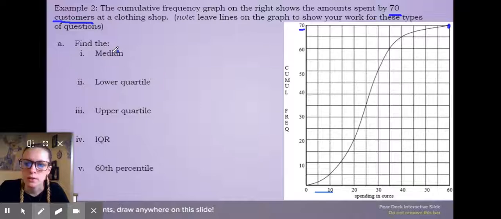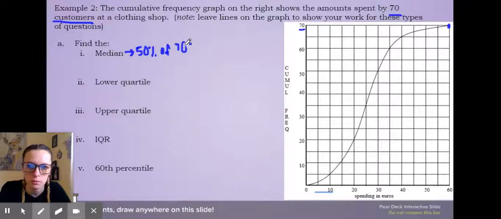All right, so we're first asked to find the median. Remember, the median is representing the 50th percentile. So I'm going to find 50% of my total number of customers, which was 70, is 35. So half of 70 is 35. That's not my answer. That just gives me a starting point on my y-axis, on my cumulative frequency.